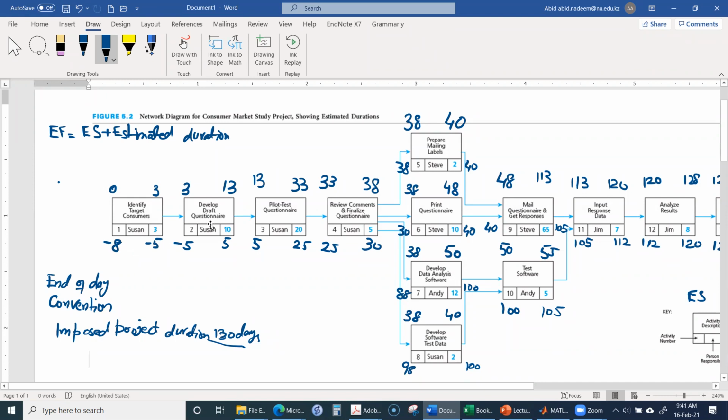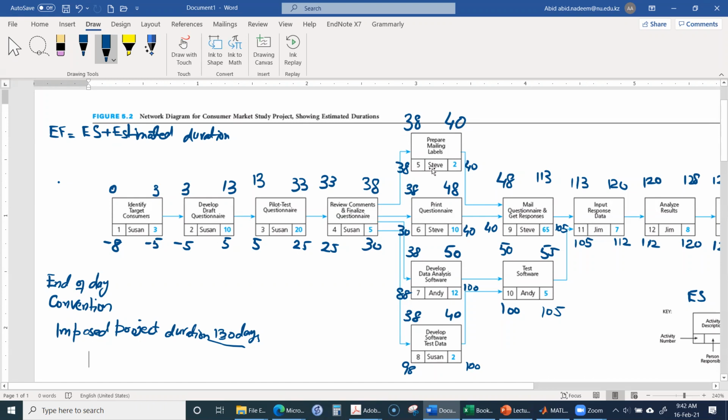Similarly, for activity 2 and also for activity 3, although there is no negative time over here, you can see that the earliest start time is less than the latest start time. So that means we have to start this activity also early. Activity 4 also needs to be started early. Activity 6 also needs to be started early.